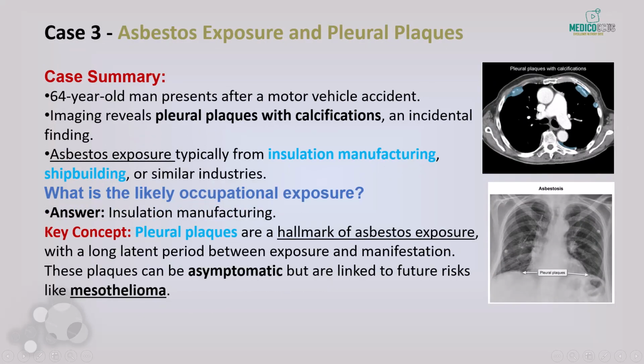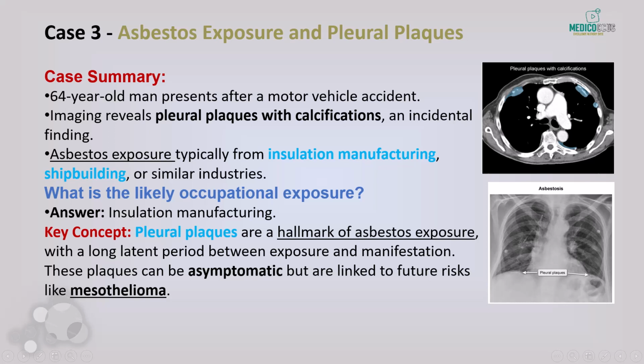Next, in this case, a 64-year-old man presents after a motor vehicle collision, but his imaging reveals an incidental finding that is unrelated to the trauma: pleural plaques with calcifications, as seen on the chest CT scan. These plaques are focal or band-like thickening of the pleura, and they are characteristic of asbestos exposure. Asbestos fibers, once inhaled, cause chronic inflammation and lead to collagen deposition within the pleura. This process can take 20 to 30 years after exposure to manifest.